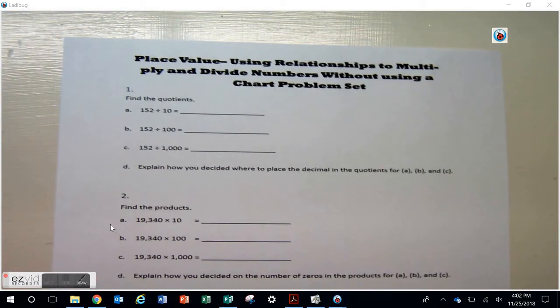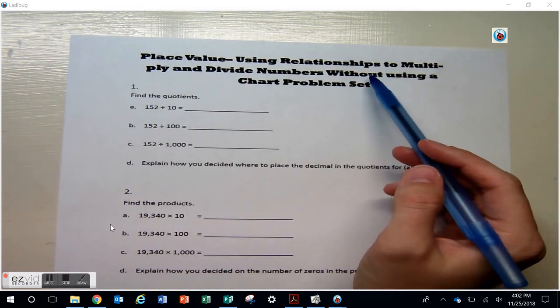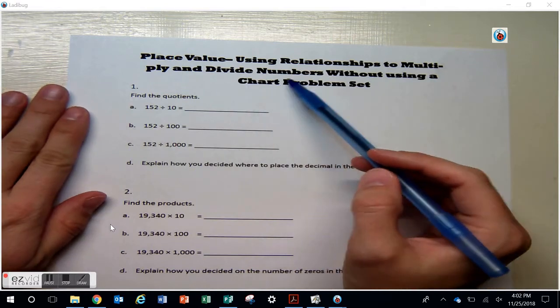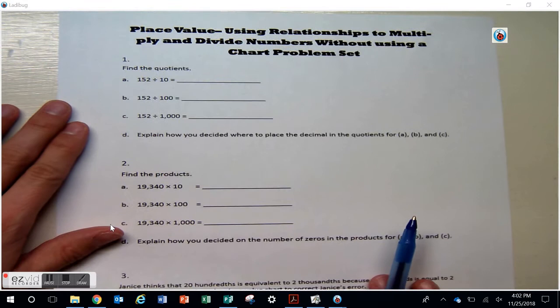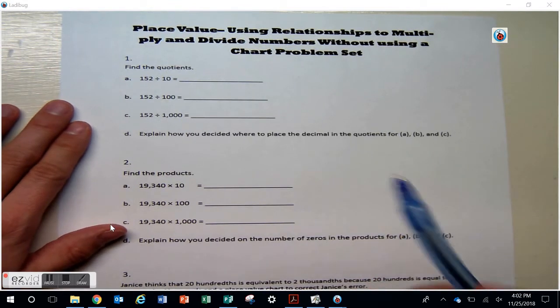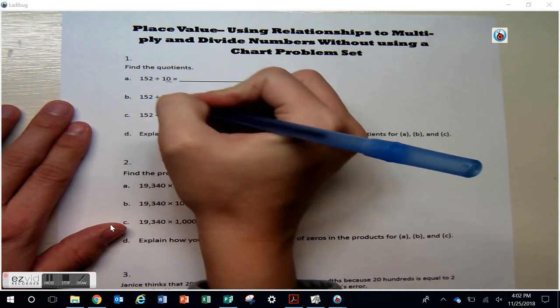Okay, so we're continuing to use relationships that we know from our place value chart to multiply and divide numbers without using the chart itself. We just have to remember some of those tricks. Well, one of those tricks is paying attention to the number of zeros in our problem.